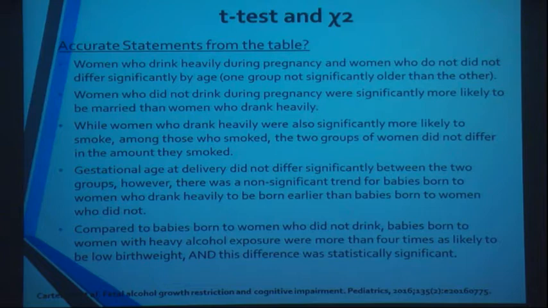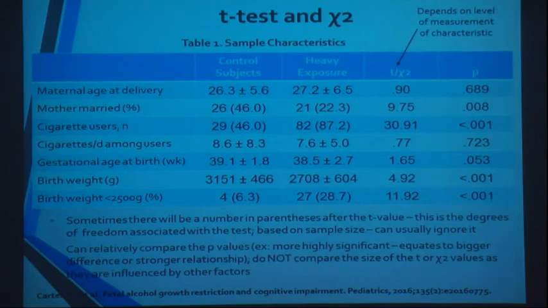All right, so let me give you a few ideas of some things we can say. All right, so women who drink heavily during pregnancy and women who did not differ significantly by age. Okay, we said that already. Women who did not drink during pregnancy were significantly more likely to be married. Second one, that P is significant as well, right? The 0.008. So the P will tell you if it's significant, but you have to look at the actual values to know which group is higher or lower.